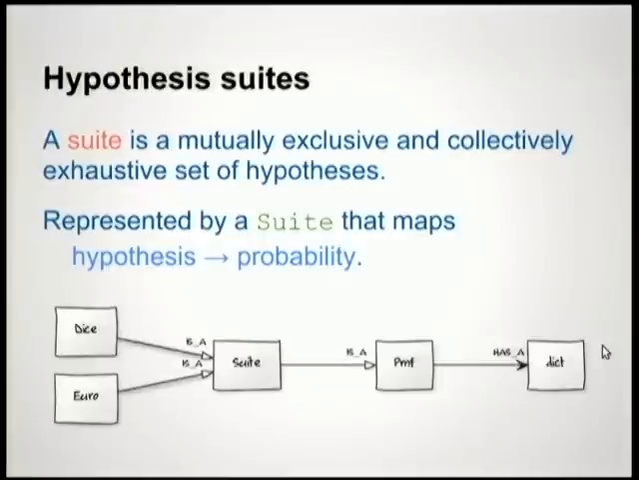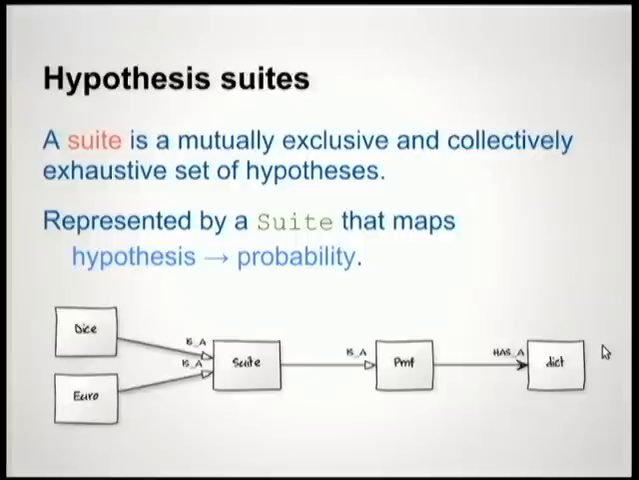I'm going to introduce one more object called a suite, which is a version of a PMF. It inherits everything. So everything that a PMF can do, a suite can also do, but the suite is going to add some additional capabilities. I'll tell you about them in a minute. Here's how you should think of a suite. A suite represents a collection of hypotheses that are mutually exclusive and collectively exhaustive.